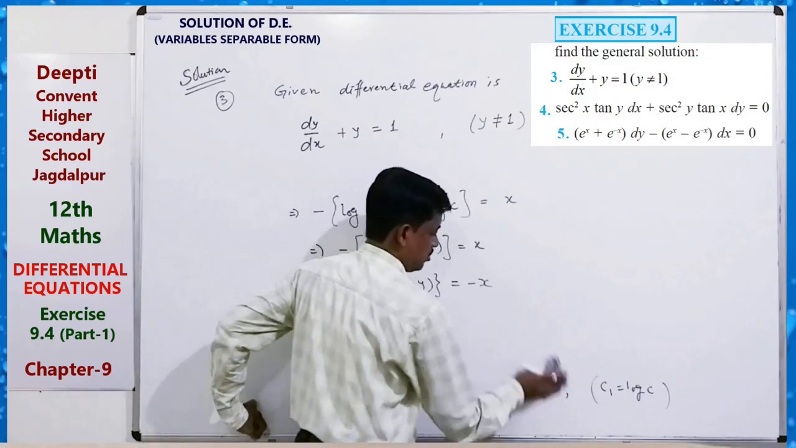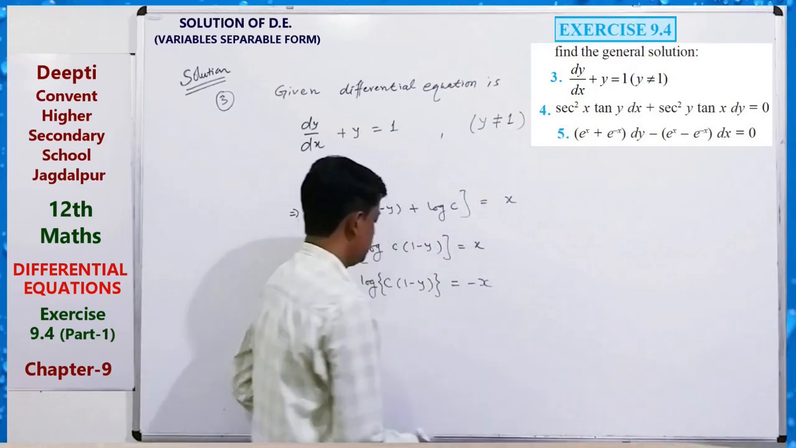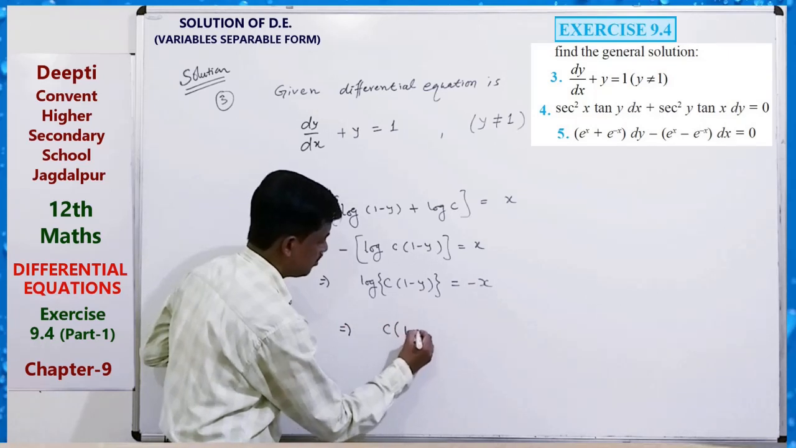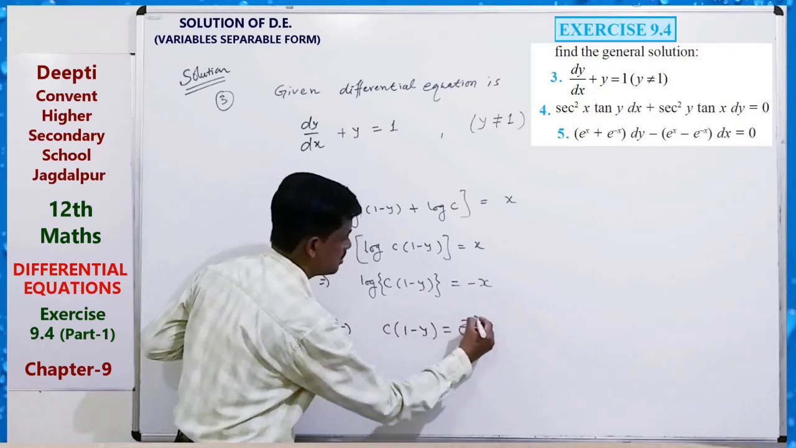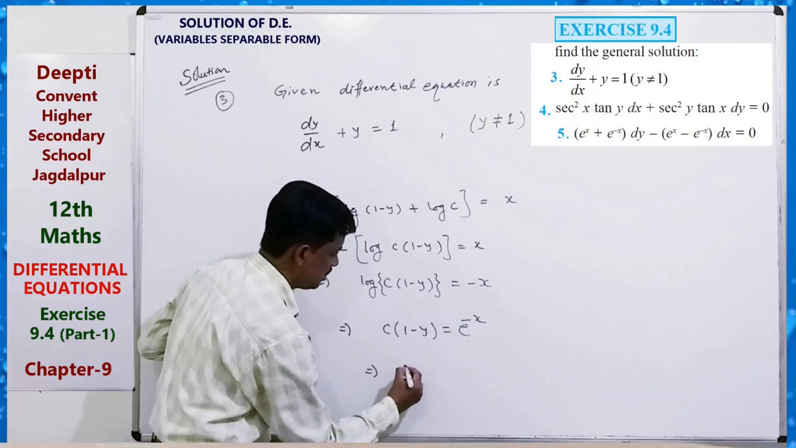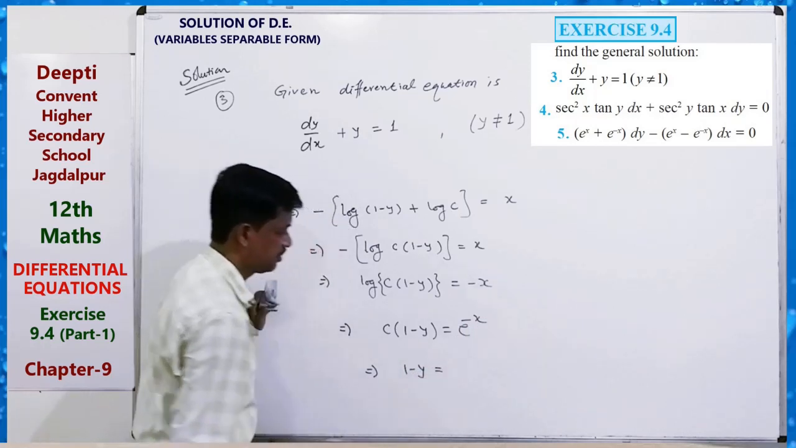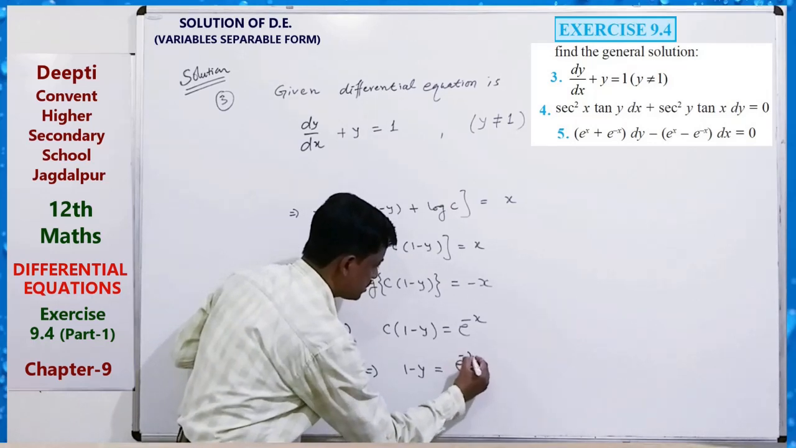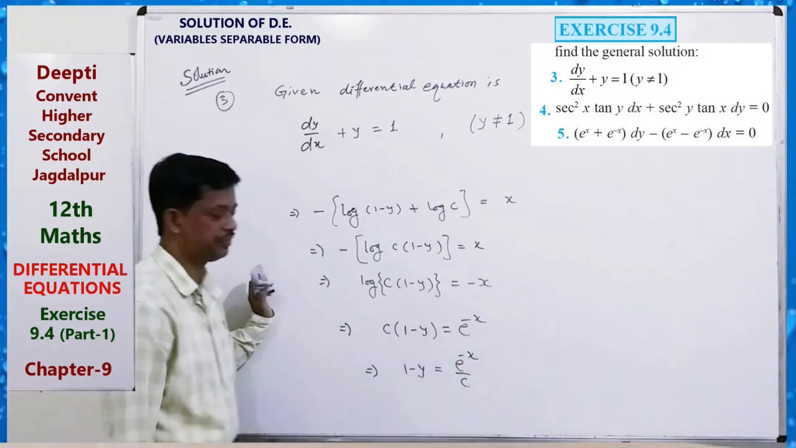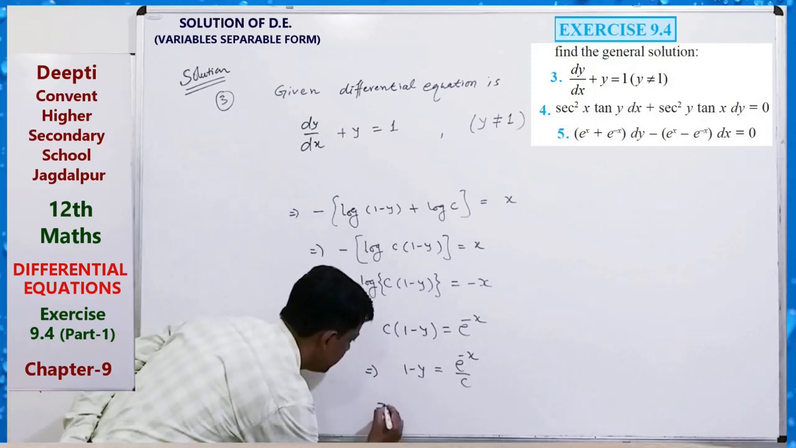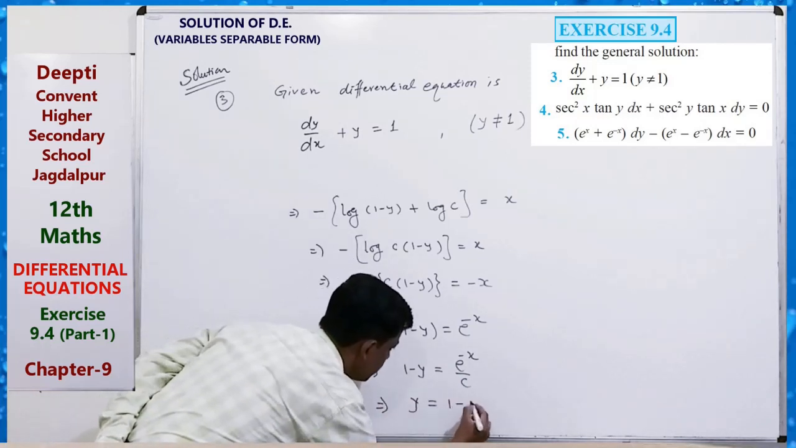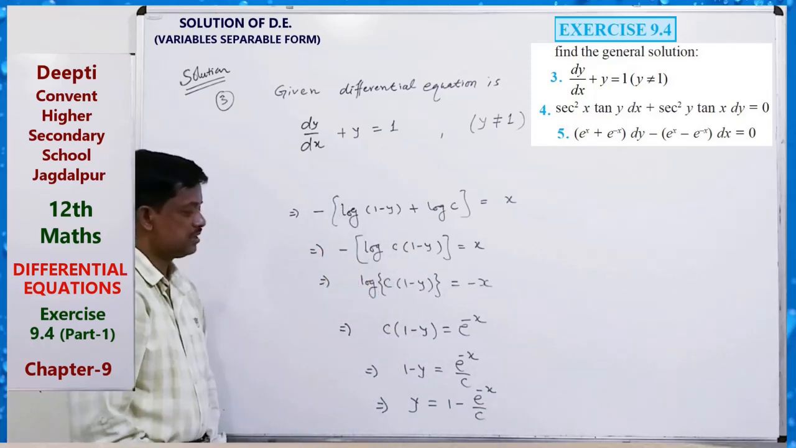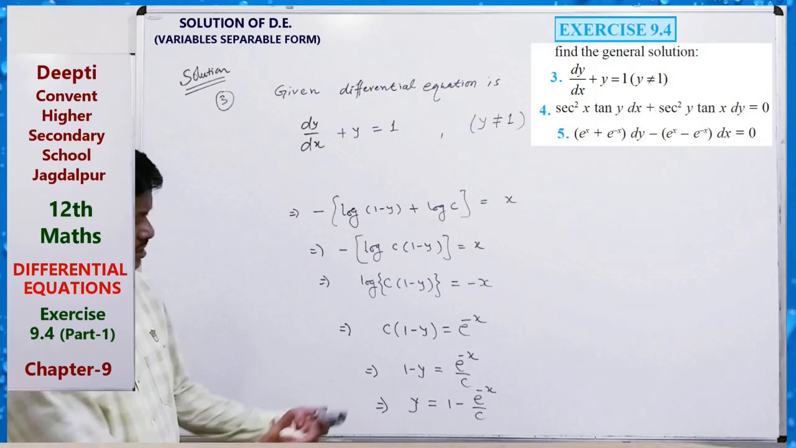Now we know, log of this is equal to this means what? c times 1 minus y equals e to the power minus x. So we can write 1 minus y equals e to the power minus x by c. And here y equals 1 minus e to the power minus x upon c. Clear? c is a constant. This is the solution.